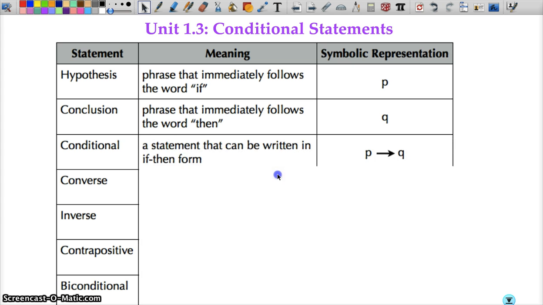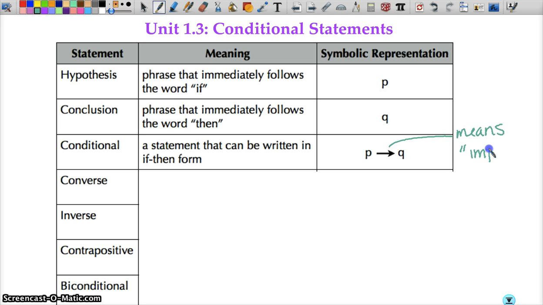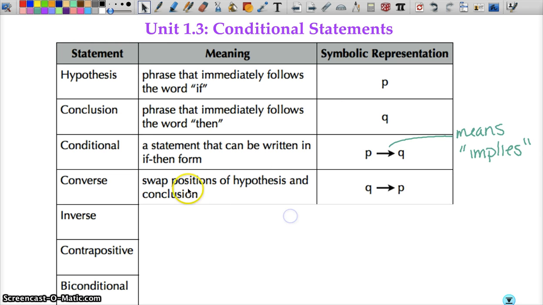Then what we have is our conditional statement. And so the conditional is taking your hypothesis and your conclusion and writing them in a statement together. And so you write it in if-then form, and you use this little arrow, and I want you to write down that that arrow right there means implies. So that's how you would read it. P implies Q.